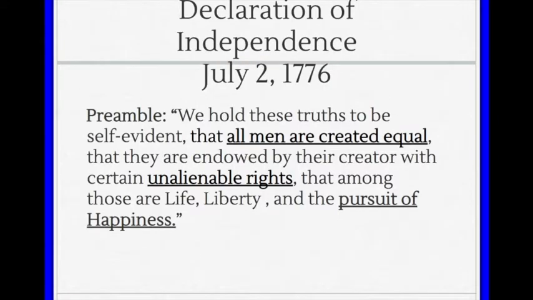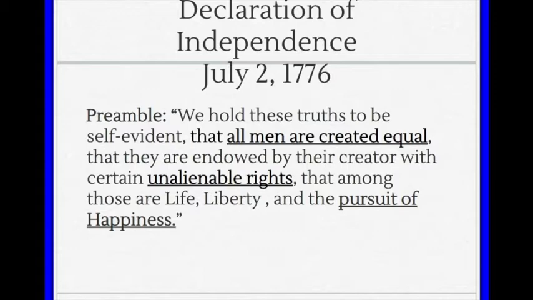So the colonists declared independence from Britain and did so in a formal document called the Declaration of Independence. The Declaration of Independence was written on July 2nd, 1776. It was written primarily by Thomas Jefferson, and it's significant because it is about independence and not renegotiating taxes, etc. with Britain. They are done with that. They are now officially declaring independence from Britain.